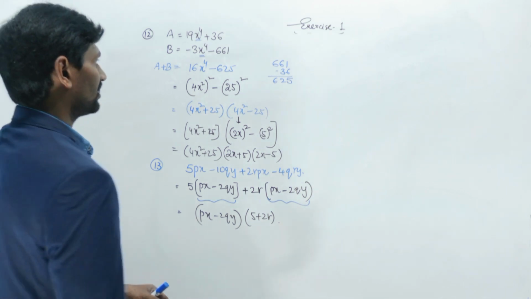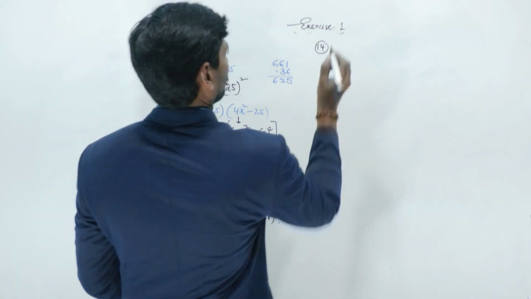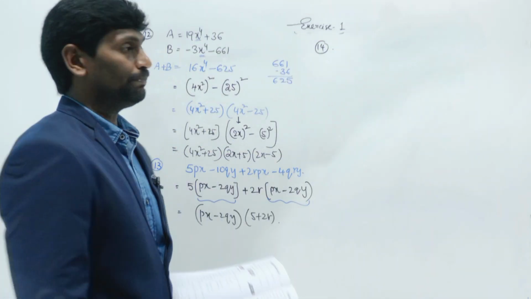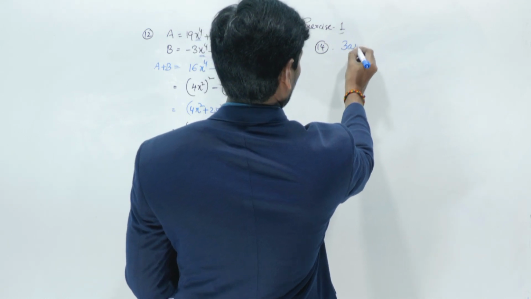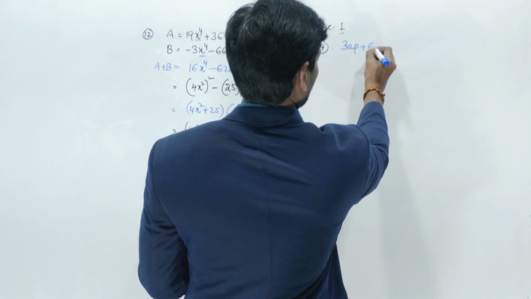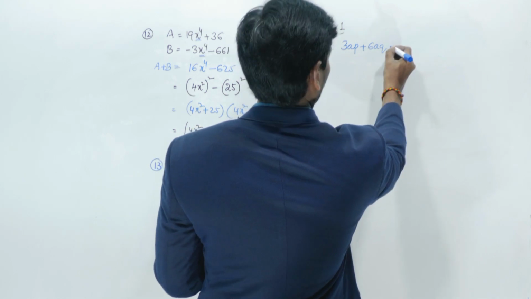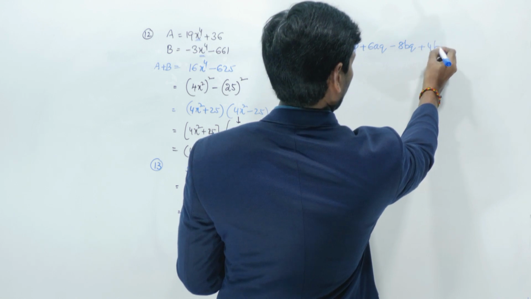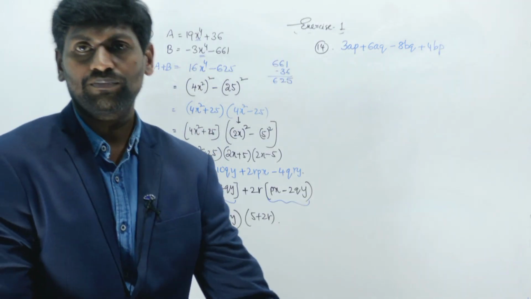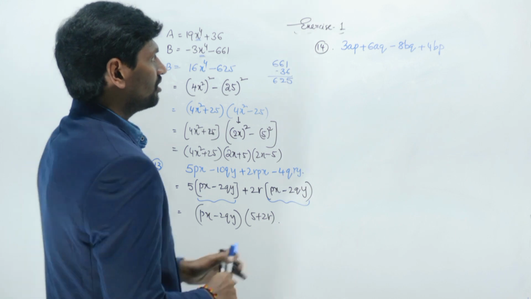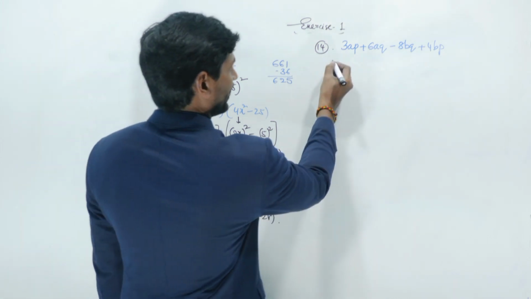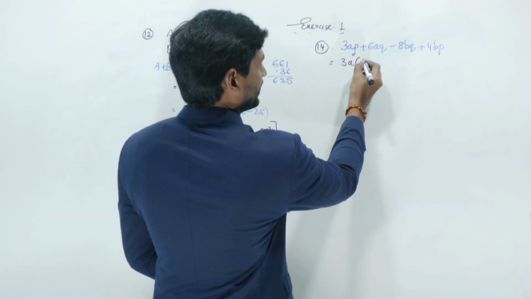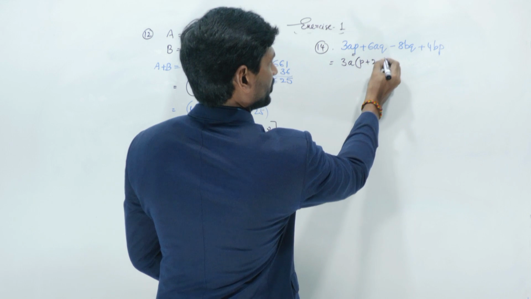Okay, check. Question number 14: 3ap plus 6aq minus 8bq plus 4bp. Check the common terms. In the first two terms I can identify that 3 and a are common terms. So I am taking 3a as the common term. From the first term p is remaining, 2q is remaining.